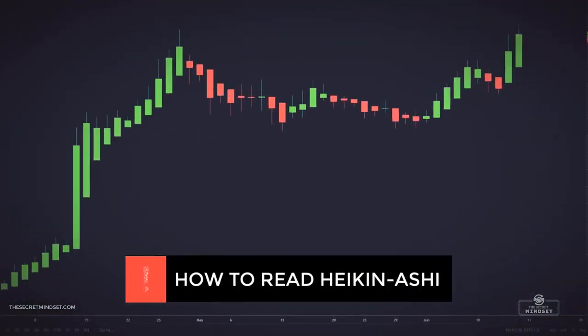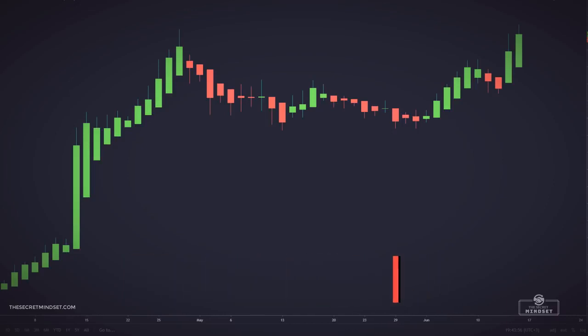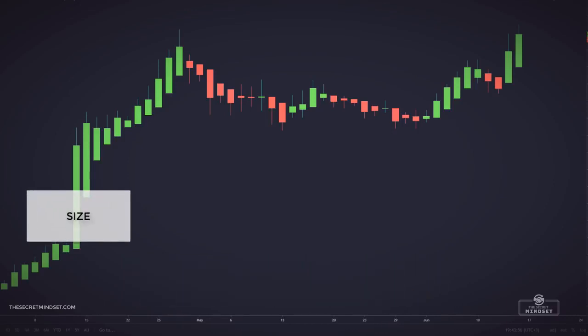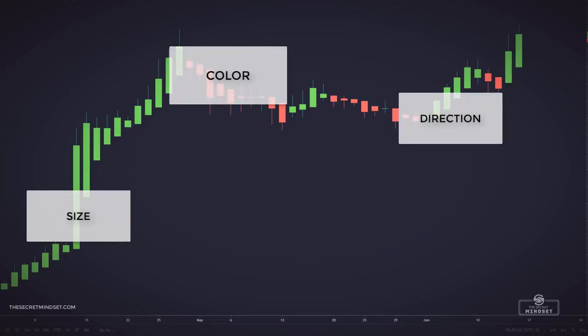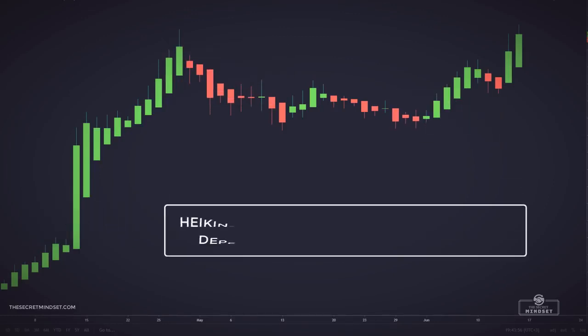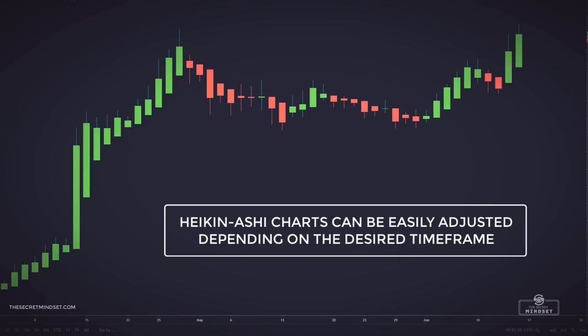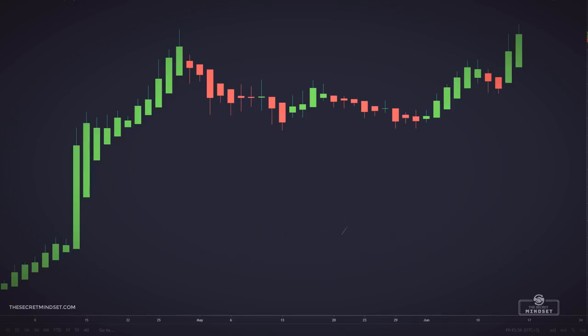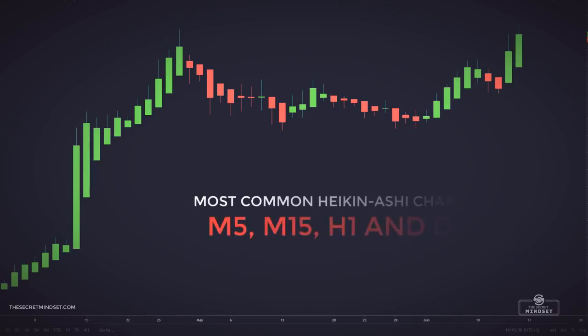When reading these candlestick charts, there are a few important things to pay attention to. The size of the candlestick, the relative direction of the candlestick, and even the color of the candlestick, red versus green, can all help traders draw conclusions about what trends may be occurring. The charts themselves can be easily adjusted depending on the desired time frame used by each trader. 5-minute, 15-minute, hourly, and daily Heikin Ashi candlesticks are among the most commonly used.